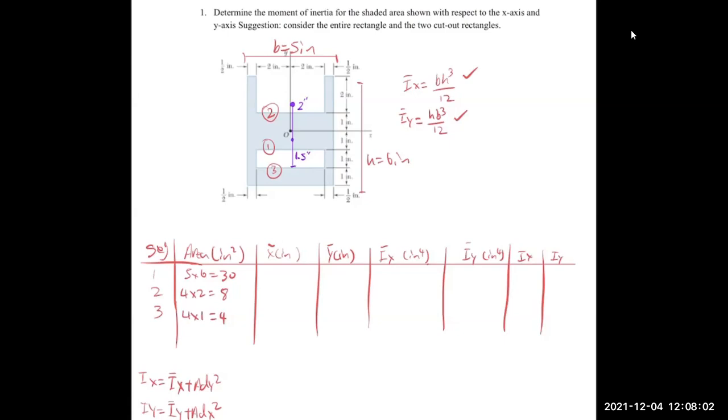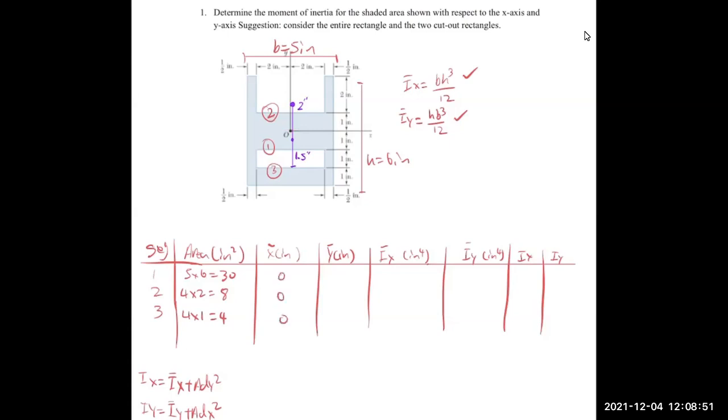We know that x bar is the centroid distance from the x-axis out. In this case, we can see that there's no distance from the x-axis out for any of the segments. All their centers are about the center of the x-axis, which is about the origin. There's no distance out, so there's no x bar for all of them.